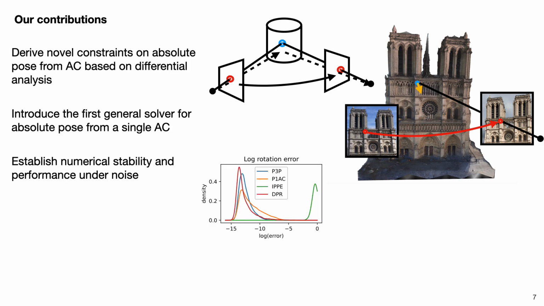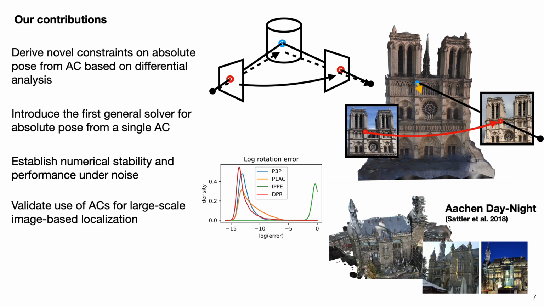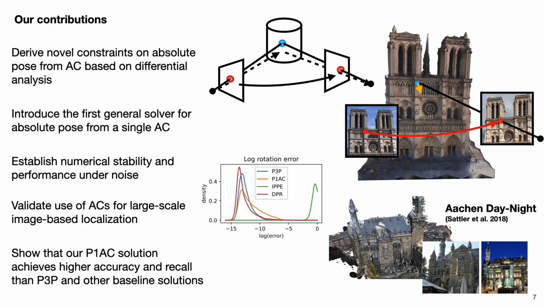In synthetic data tests, we established the numerical stability of our solver and its performance under various types of noise. In our real data tests, we validate the use of ACs for large-scale image-based localization and show that our P1AC solution achieves higher accuracy and recall than P3P and other baseline solutions on standard benchmark datasets.